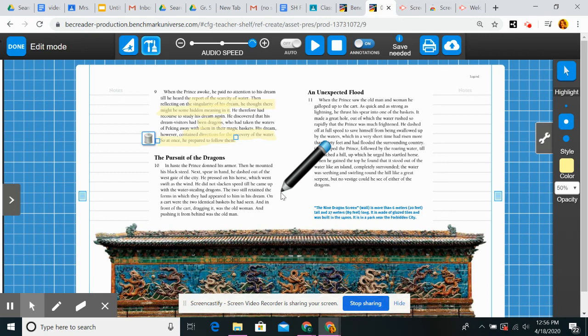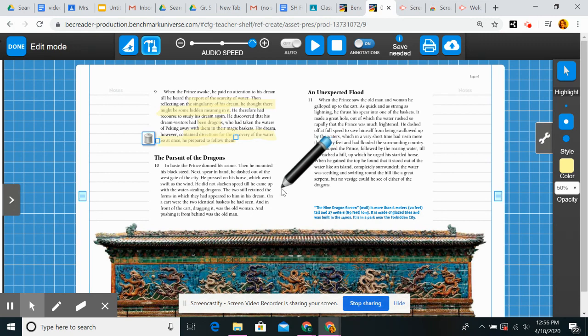The pursuit of the dragons. In haste, which means in a hurry, the prince donned his armor, meaning he got dressed in his armor. Then he mounted his black steed. Next, spear in hand, he dashed out of the west gate of the city. He pressed on his horse, which went swift as the wind. He did not slacken speed, which means he didn't slow down, till he came up with the water-stealing dragons.